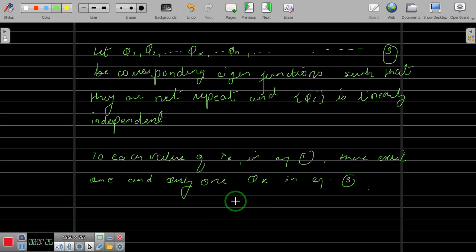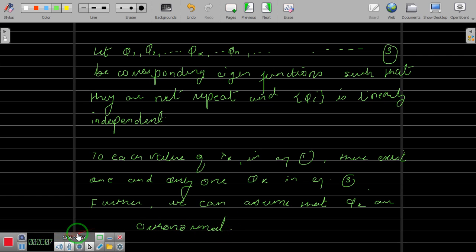When we have these eigenfunctions, we can further assume that phi k are orthonormal. How do you make an eigenfunction orthonormal? Those things you can check. Further, we can assume that phi k are orthonormal. We have proved the results before this.